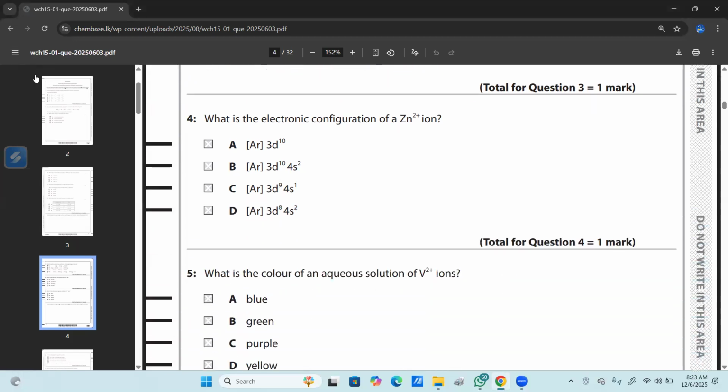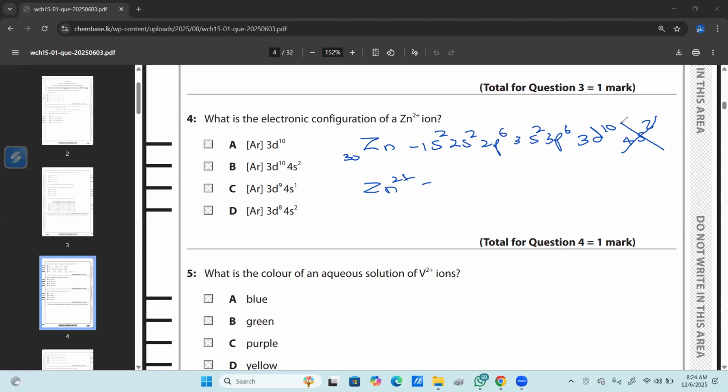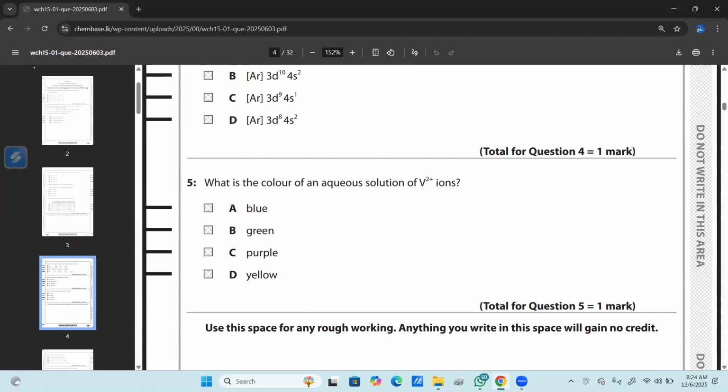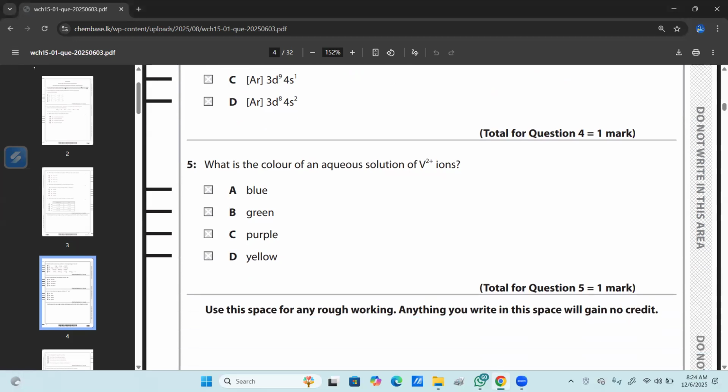What is the electronic configuration of zinc? We know the atomic number of zinc is 30. I can write 1s2, 2s2, 2p6, 3s2, 3p6, 3d10 and 4s2. Then when it's forming Zn2+, we are always removing the outer electrons. So this is the argon electronic configuration, and then you get argon and 3d10. Answer is A. What is the color of the aqueous solution of V2+? That is also direct theory in topic 17. It's purple. C.